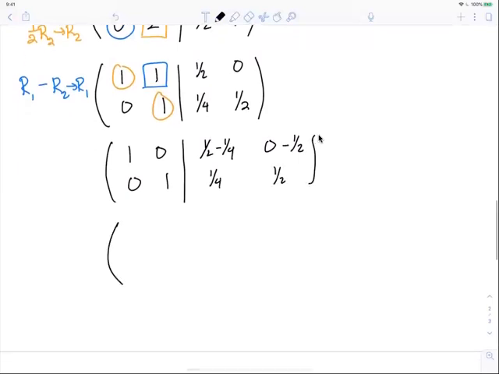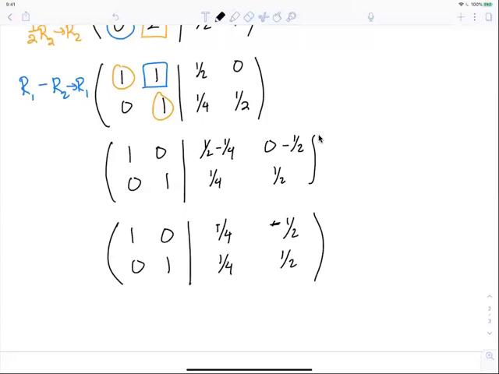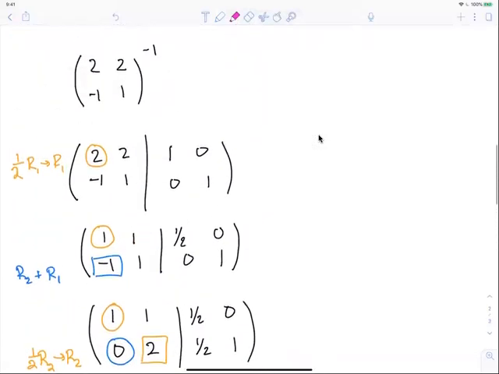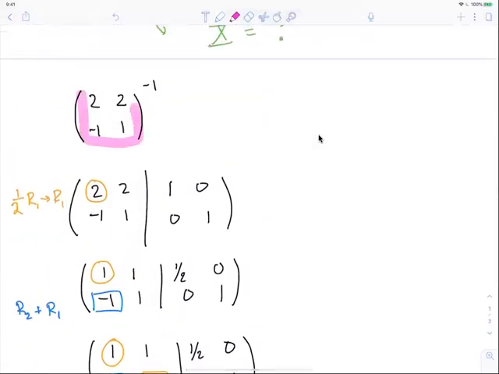And so altogether we have this matrix on the right. So this matrix here on the right should encode the inverse of what we started with. And so we can check it. Let's check.